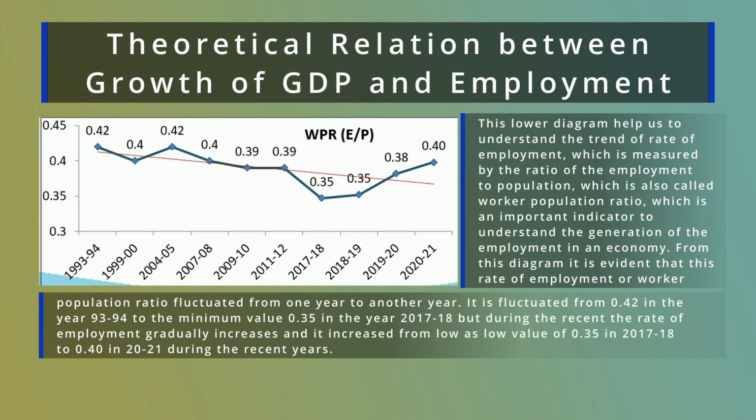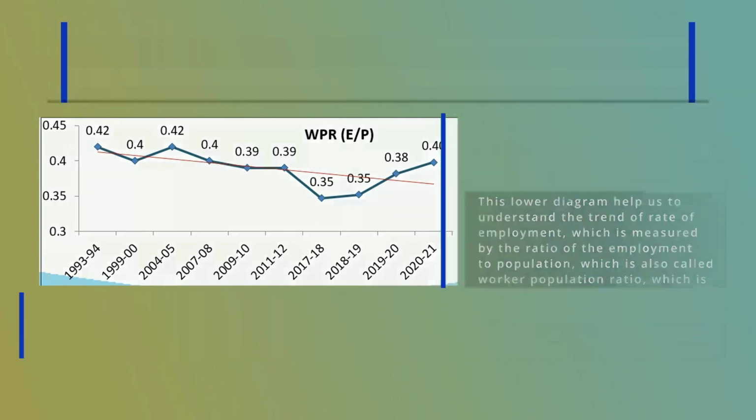From this diagram, it is evident that this rate of employment, or worker population ratio, fluctuated from one year to another. It fluctuated from 0.42 in the year 93-94 to the minimum value of 0.35 in the year 2017-18. But during recent years, the rate of employment gradually increased, from the low value of 0.35 in 2017-18 to 0.40 in 2021.